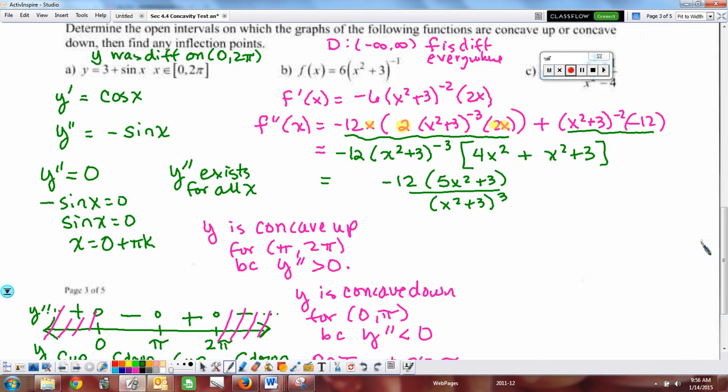All right, so now what we're going to do is determine the possible points of inflection, which, since the function was continuous and differentiable everywhere and its domain was negative infinity to infinity, everything that makes the second derivative equal to 0 is going to be a possible point of inflection. And so we set the top part of this equal to 0 and we get nothing because 5x squared plus 3 does not equal 0 for any x. So there are no possible points of inflection.